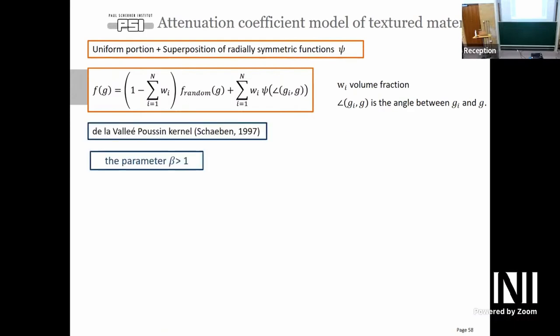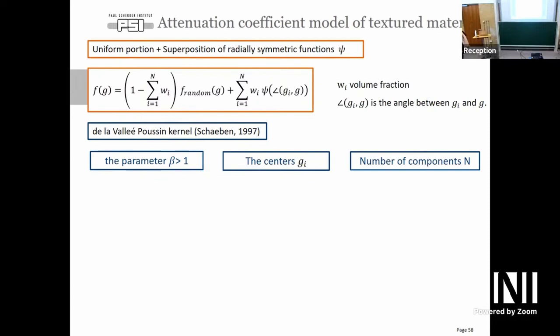So using this Lavoisier-Pauthier kernel, again, we will have three things to define. First is the width that we want to use. The second is where we want to center this particular component. And the third thing is how many of these components we want to have in our sample: how many single crystals we need to actually define the whole texture of our material.